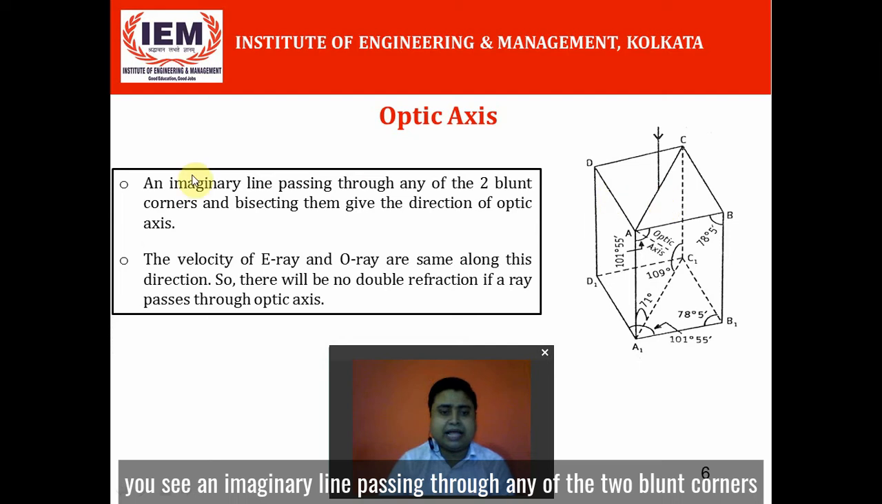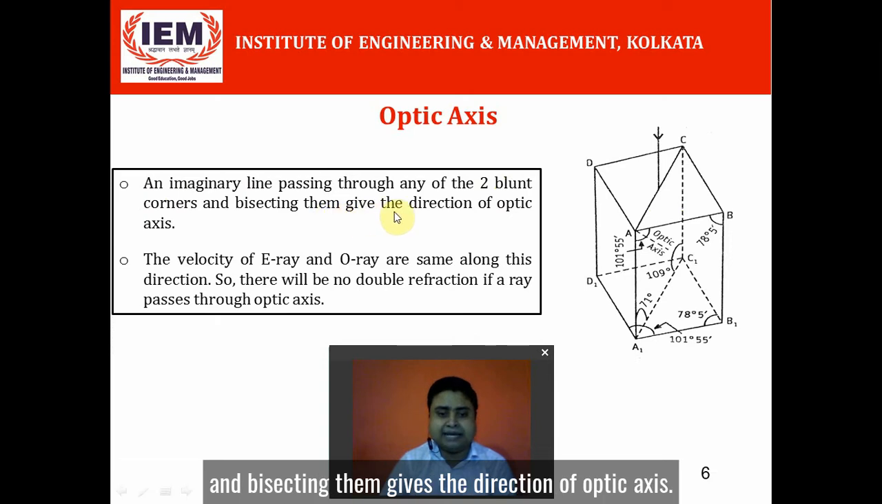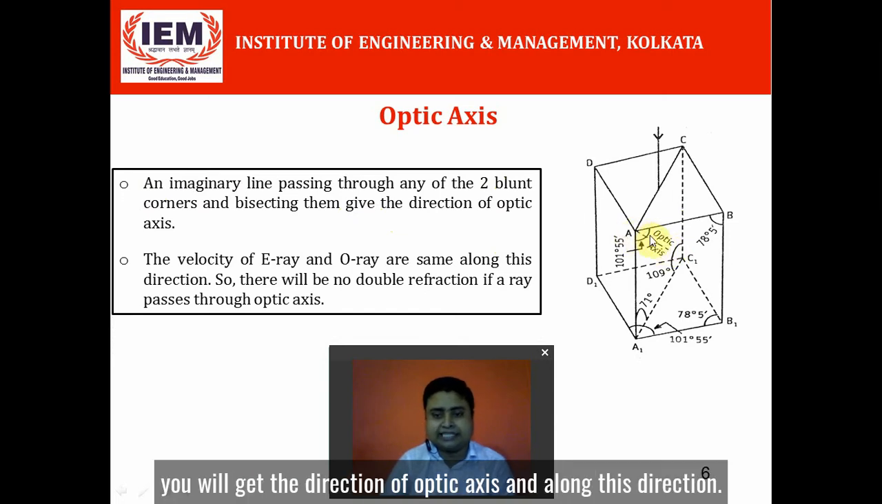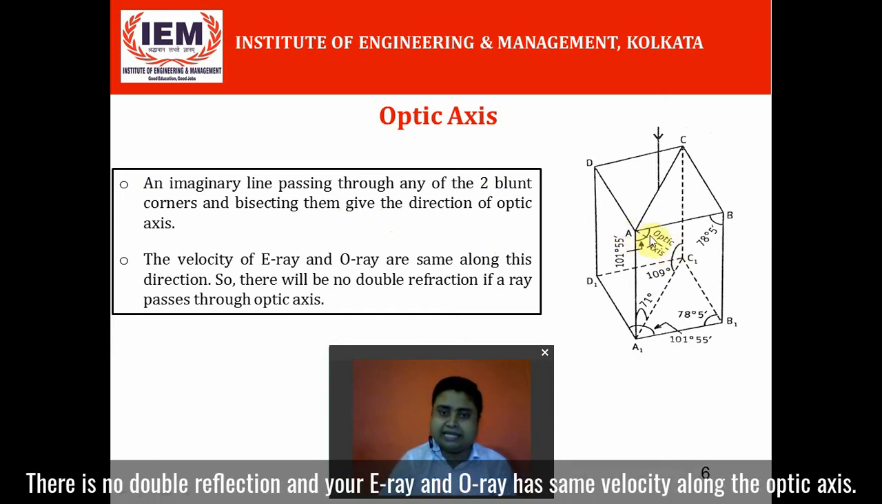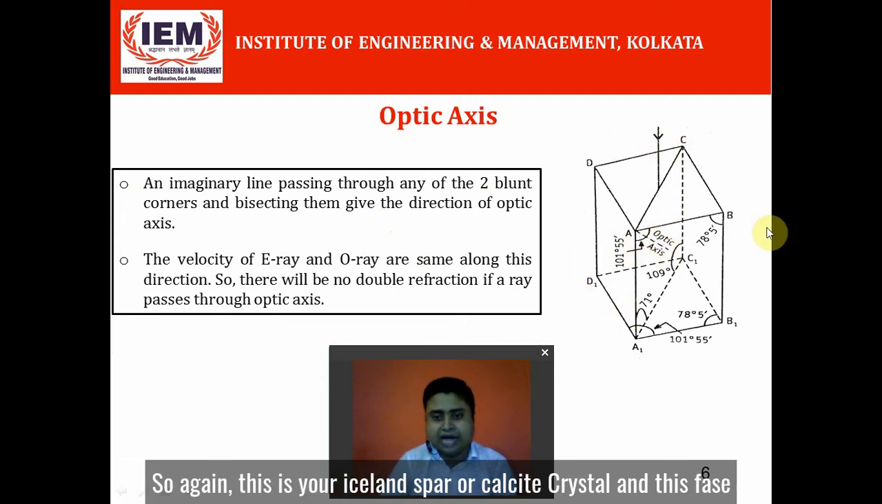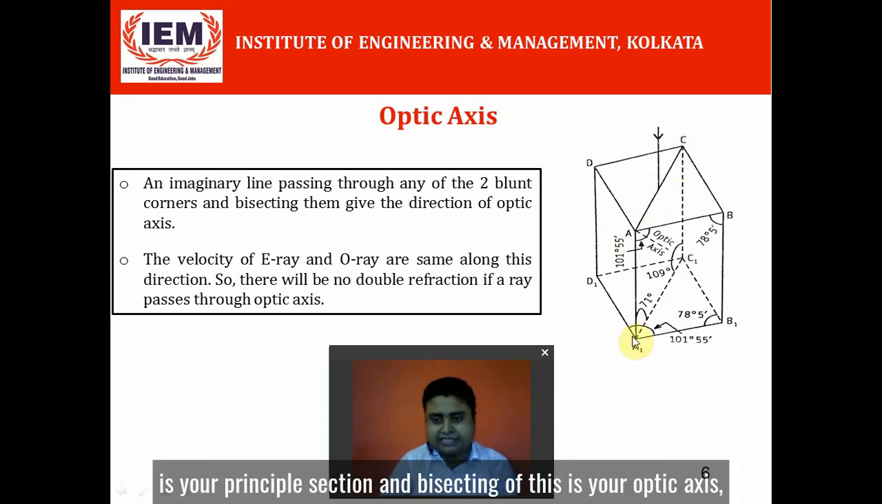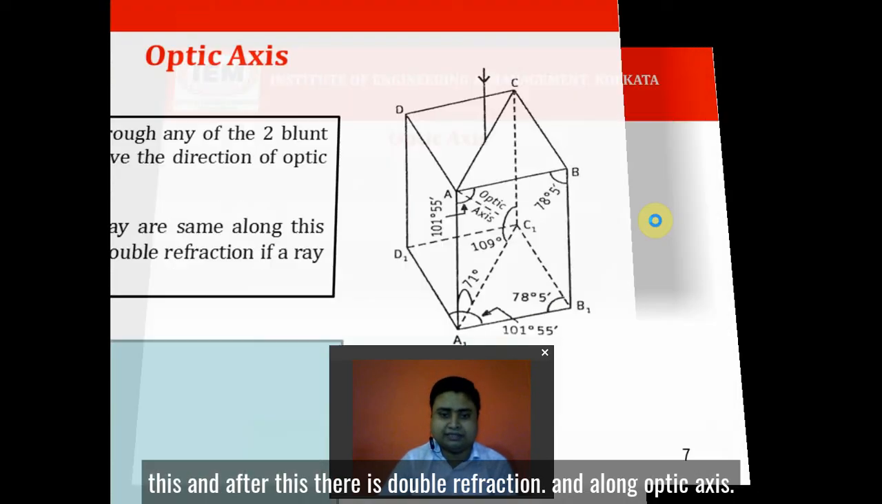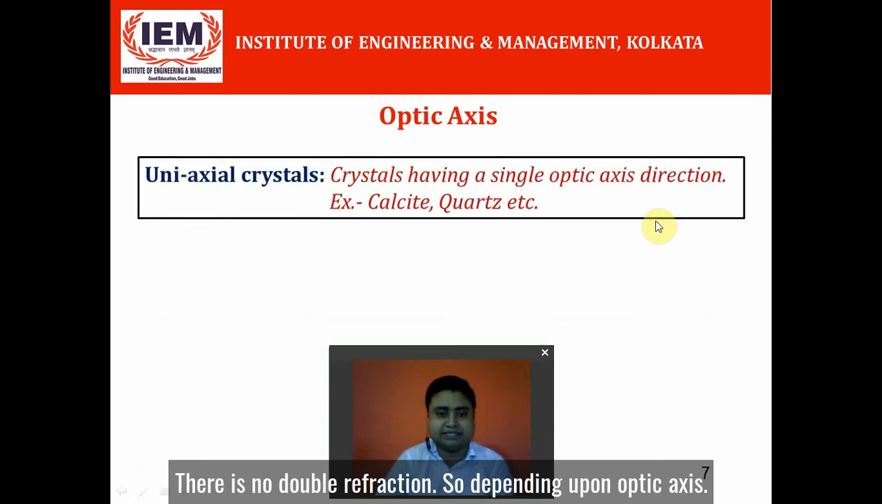Again you see an imaginary line passing through any of the two blunt corners and bisecting them gives the direction of optic axis. So if you bisect this corner, you will get the direction of optic axis, and along this direction there is no double refraction, and your E ray and O ray have the same velocity along the optic axis. So again, this is your Iceland spar or calcite crystal, and this face is your principal section, and the bisecting line of this is your optic axis. We usually take light going in like this, and after this there is double refraction, and along optic axis there is no double refraction.